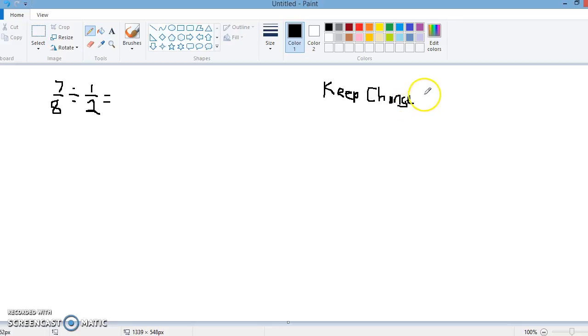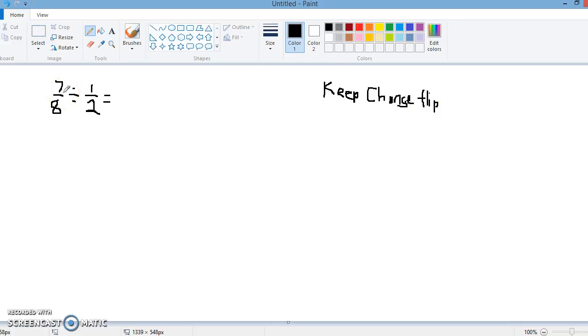We have to know these 3 words because they'll tell us how to perform the necessary steps to solve this problem. So keep, change, flip. Now, what does this all mean? Let's go back to the problem.